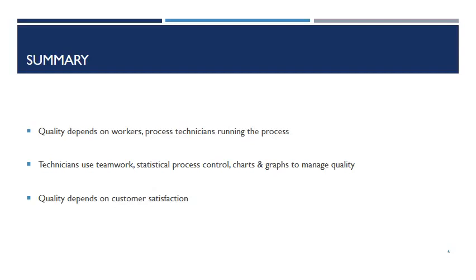In summary, quality depends on the workers who run the equipment. Management must provide the organizational support that empowers employees to solve problems and strive for continuous improvement. Some of the tools that process technicians will use for quality management include teamwork, statistical process control, as well as a variety of charts and graphs. A process that demonstrates capability is one that meets the engineering and statistical requirements. And finally, as we learned early on and have stressed throughout the course, quality depends on customer satisfaction.